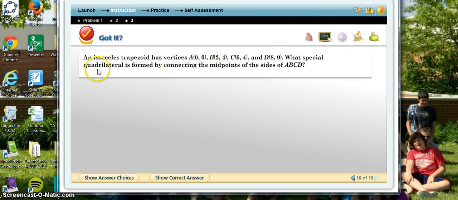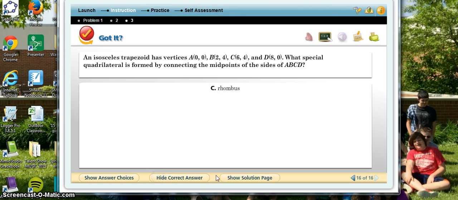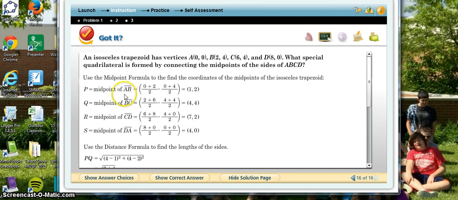So we're being asked to determine what special quadrilateral, beyond being a trapezoid, is formed by the midpoints of sides A, B, C, D. So when I think about a trapezoid and the midpoints of that trapezoid, well, I first have to find the midpoints. So to do that, we have to find the midpoints between A and B, between B and C, between C and D, and between D and A. So I average out the x's and the y's for all of these, and I find my new points.